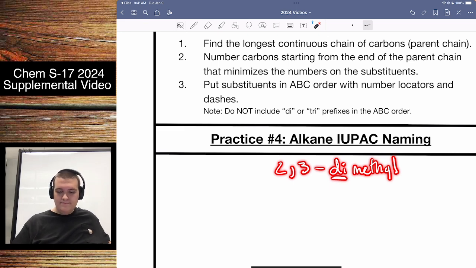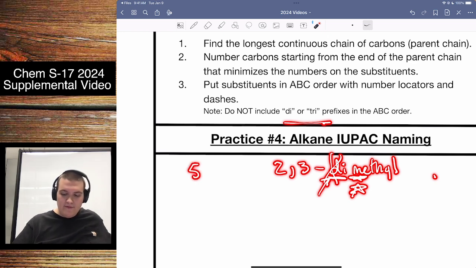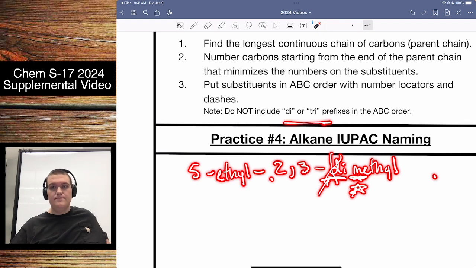So what do we do with ABC order for this? Do we pay attention to this di, which is at the very beginning, or do we pay attention to the M for methyl? For these prefixes of di, tri, tetra, we pay attention to what the actual substituent is, so methyl. So we would ignore the D here, and we would keep this as M. And so if we had another substituent like 5-ethyl, that would go before these methyls here.